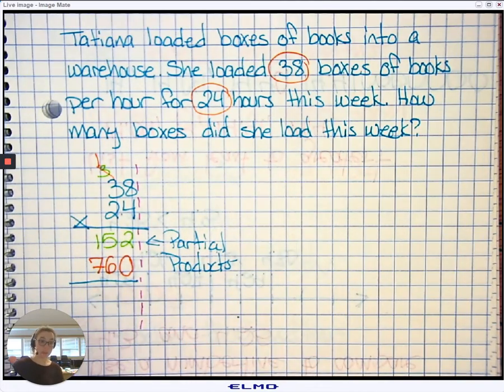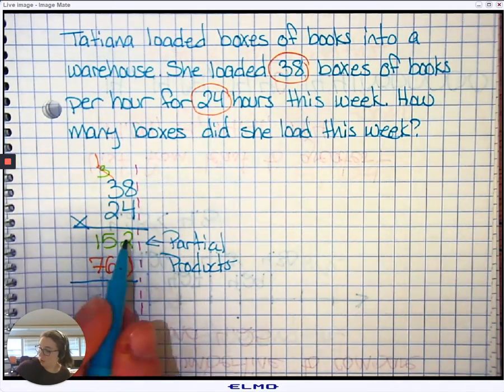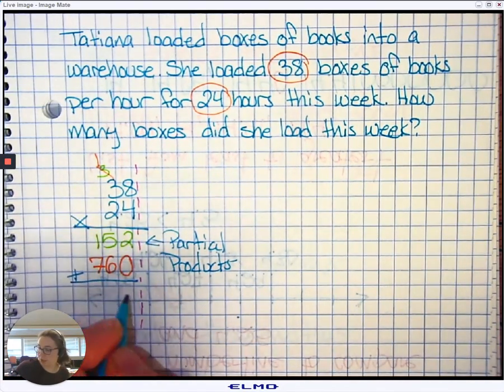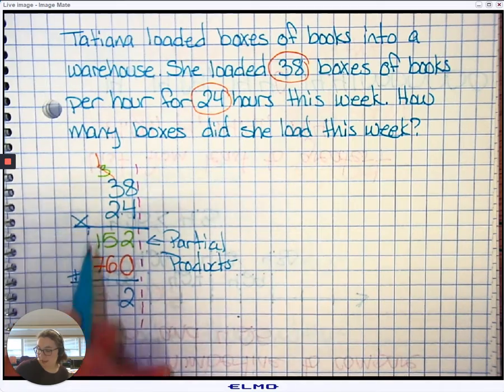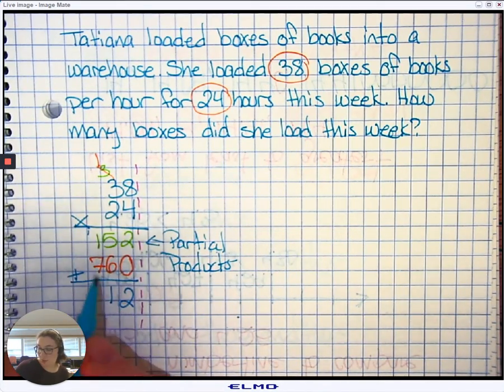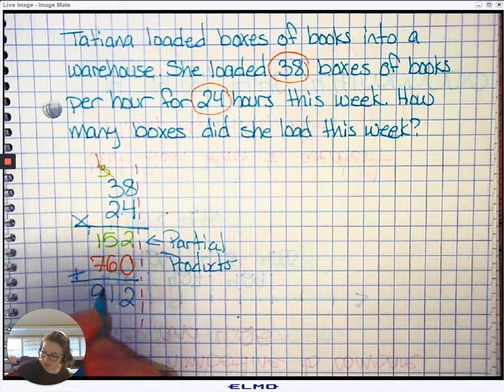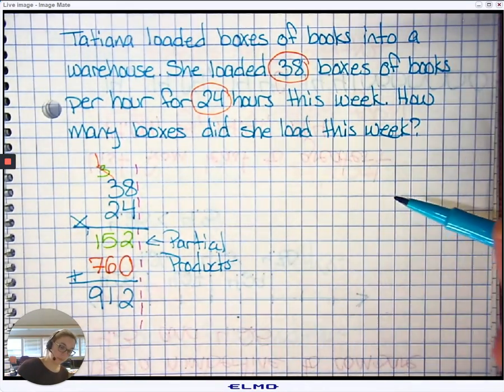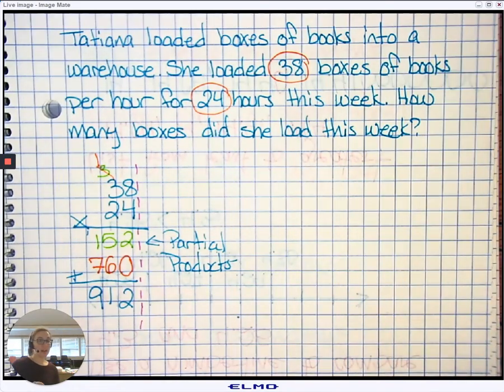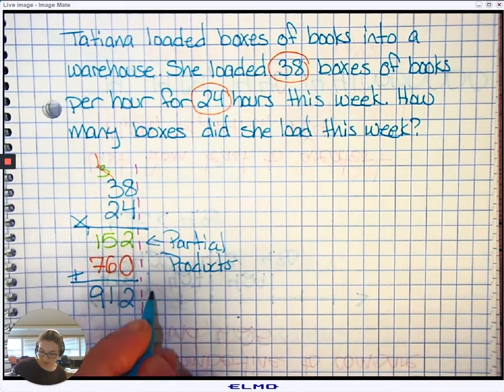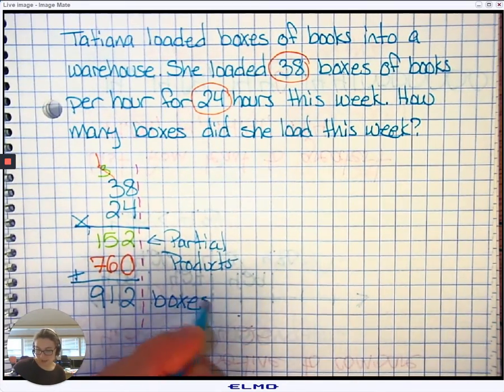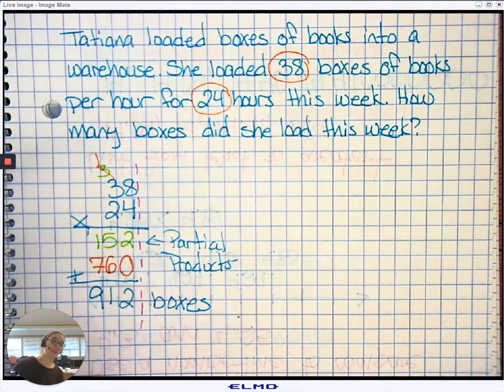Now I need to get the complete product by adding. 2 plus 0 is 2. 6 plus 5 is 11. 2 plus 1 plus 1 plus 7 is 9. And 912 is the number of boxes. I'm going to write boxes. Number of boxes that Tatiana loaded into that warehouse over 24 hours that week. That's a lot of books. I want to visit this warehouse.